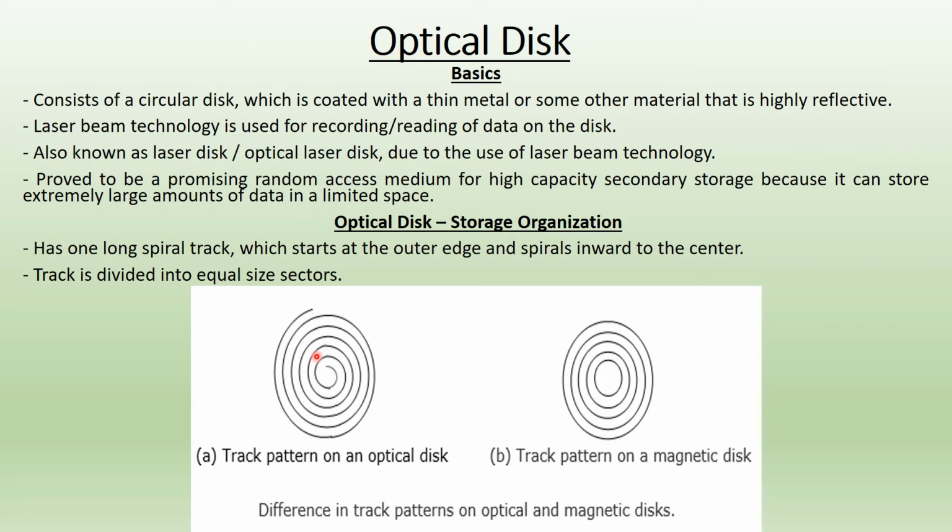It consists of a thin metal or some other material that is slightly reflective. An example of this is a CD or DVD. They're examples of optical discs, but we're going to be covering that a little later. Laser beam technology is used for recording and reading of data on this disc.